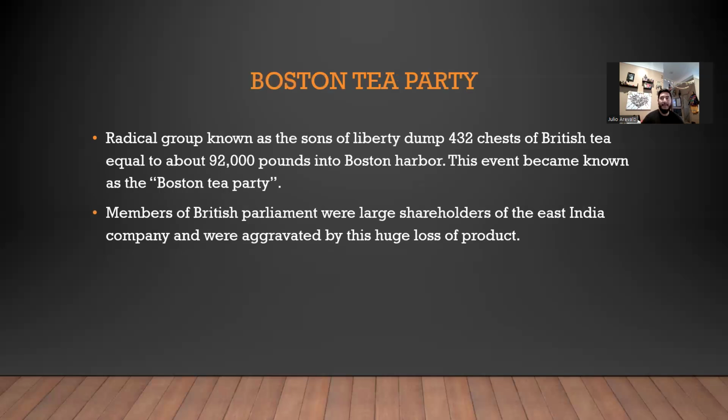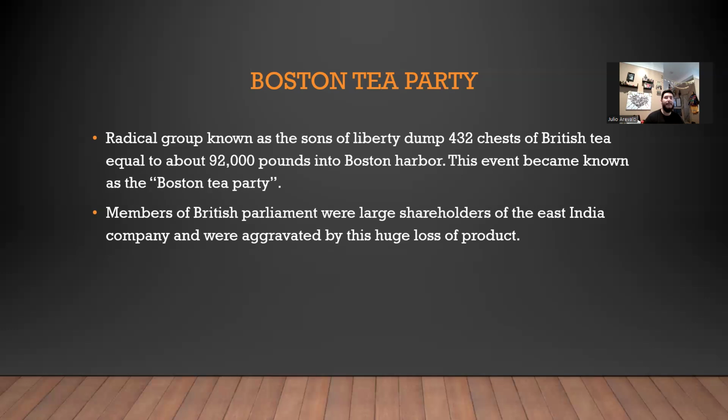Following the passing of the Tea Act, a radical group led by Samuel Adams, the Sons of Liberty, dumped 432 chests of tea into Boston Harbor. As they did so, they were dressed as Indians. They ransacked three ships, and they dumped all the tea into the harbor. This became known as the Boston Tea Party.